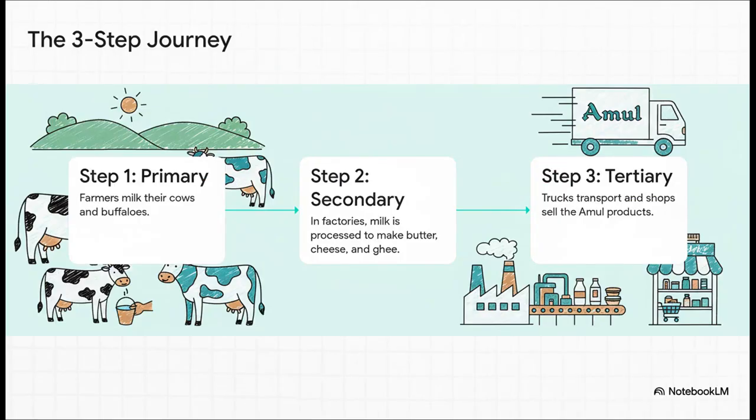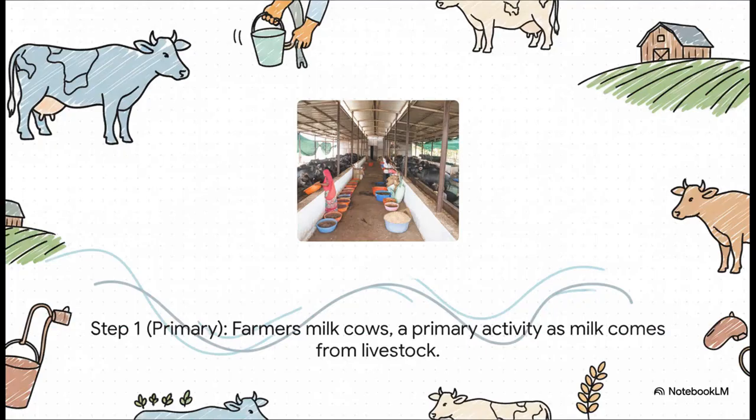So, let's follow the journey of that Amul milk you have in your fridge, all the way from the cow to your morning cup of chai. It's a perfect three-step story that shows how our three sectors work together like best friends. Step 1. It all starts at the farm. The farmer milks his cows and buffaloes.